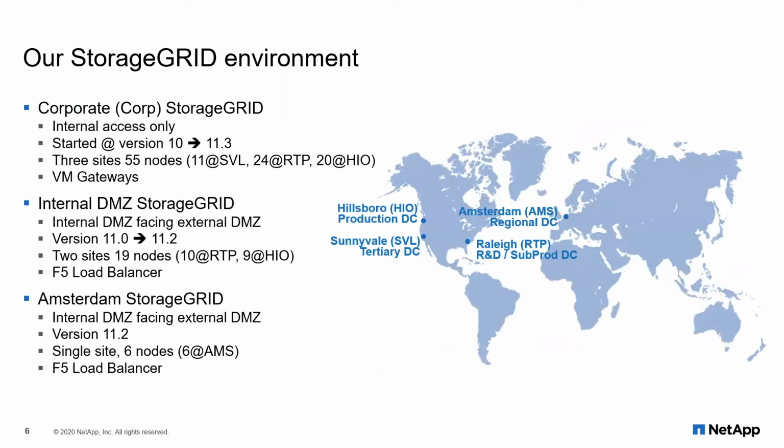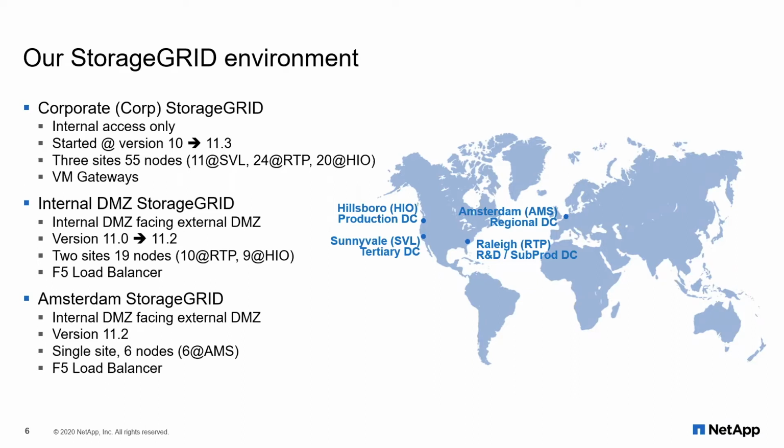This is what our StorageGRID environment looks like. We have 3 production grids. The first one is our corp grid, which is only accessible from the internal NetApp network. It spans 3 site locations, 11 nodes in Sunnyvale, California, 24 nodes in RTP, that's Raleigh, North Carolina, and 20 nodes in Hillsboro, Oregon. We are using VM gateways as their endpoint for StorageGRID.